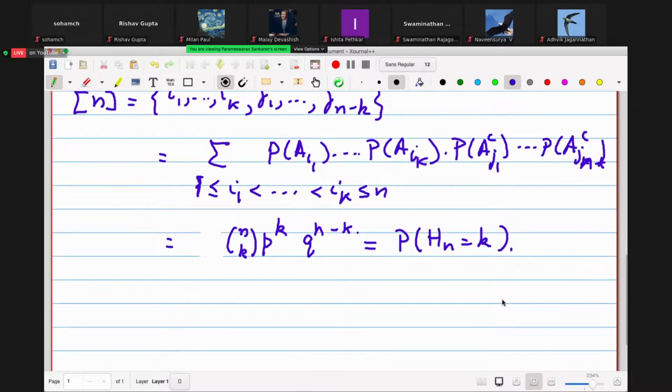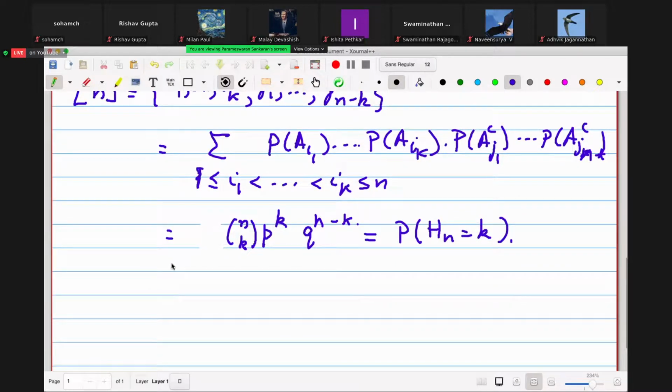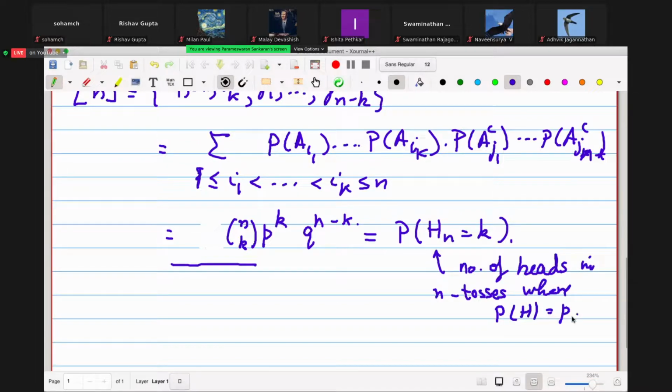All right. So now I don't need to expand on what Hn is. Hn is the number of heads in n tosses, where the probability of H is equal to p.